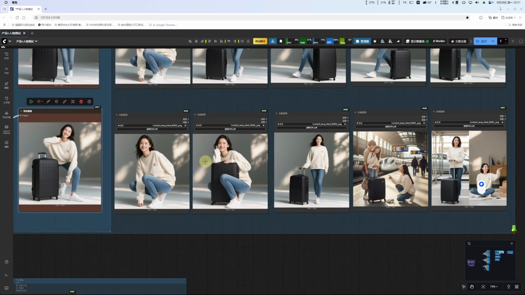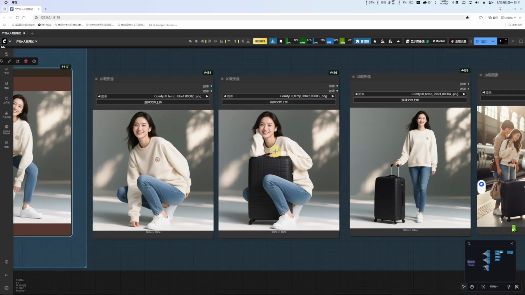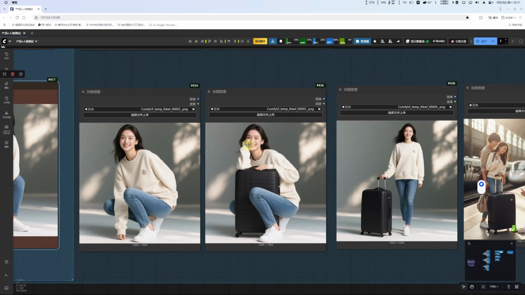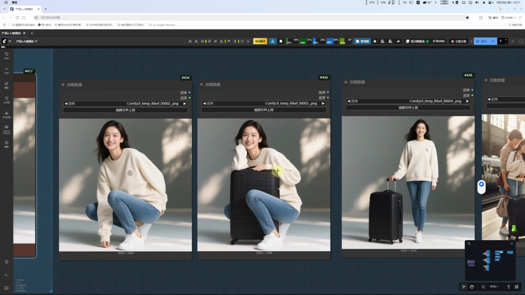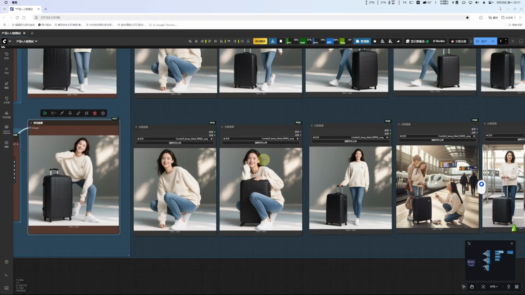Then you can see this old node. When the LoRa intensity of the old node is 0.8, it can be found that the effect is still very poor, and it didn't understand the meaning of our prompt word at all. But its consistency reduction is better. You see some of the situations on this face.